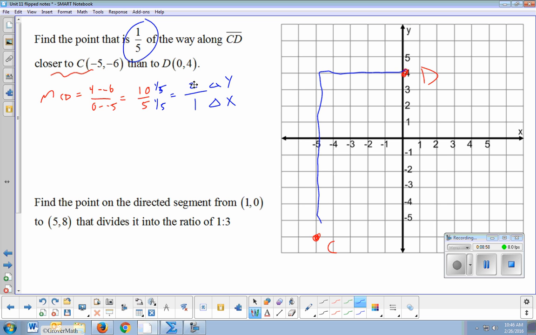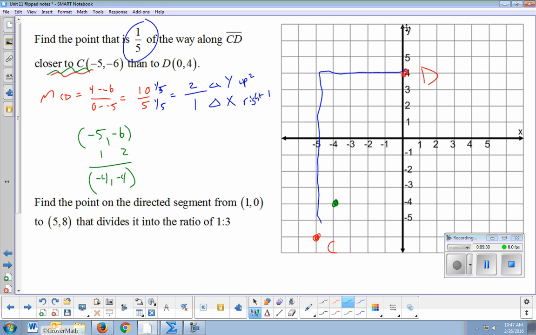So I need to change my y value by 2, which really means up 2, and my x value by positive 1, which really means right 1. So I'm going to do this from the point that is closer to C. So I take point C, and I change the y value by 2 and the x value by 1. And that gives me the point negative 4, negative 4. Which graphically I see that is right here. And this looks like it's a fifth of the way from here to there.